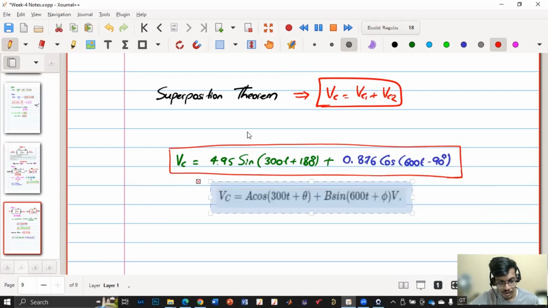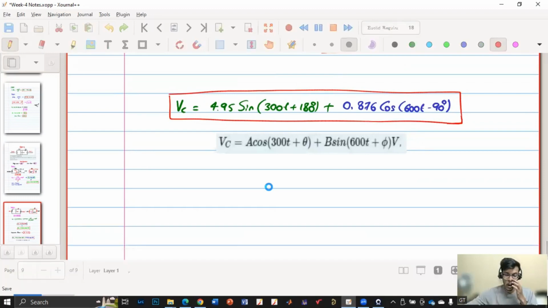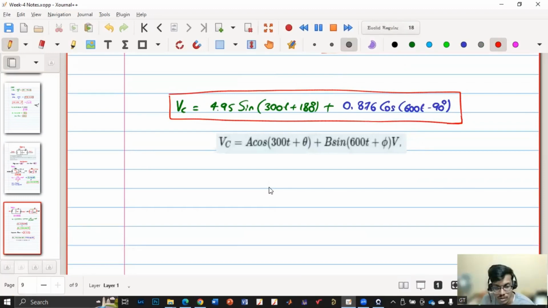A equal to 4.95, B equal to 0.876. And theta equal to 180 degrees, phi equal to minus 90 degrees. Everyone agree with this? Yes. Okay. But there is a catch here.